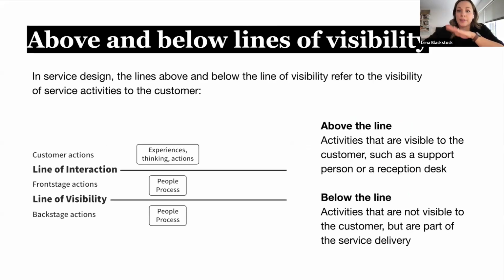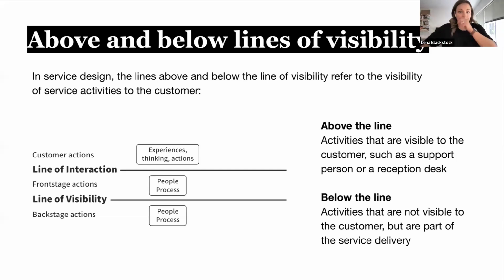We also talk about the lines above and below the line of visibility, which refer to the visibility of service activities to the customer. So above the line are the activities that are visible to the customer, such as a support person or a reception desk person. If we think about the online shopping experience, above the line is the person shopping and the experience they have with the support person they have to call to say, "Hey, I can't log into my account, what's going on?" Or the store staff member that gives them their order when they're there to pick it up.